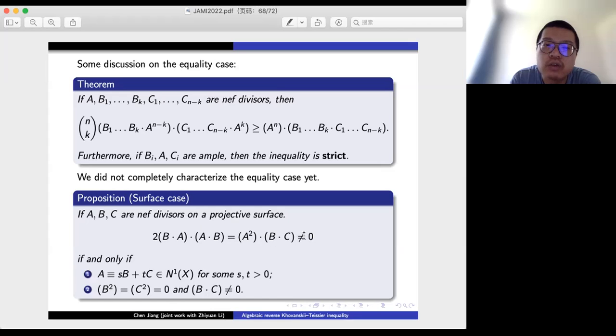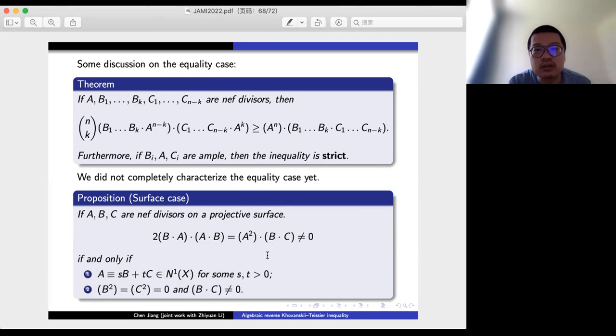Here I assume that both sides are non-zero, because otherwise it's not so interesting. So when the equality holds and both sides are non-zero, then if and only if A is just spanned by B and C in the Néron-Severi group, and also B and C are nef classes with zero self-intersection, which intersect non-trivially.